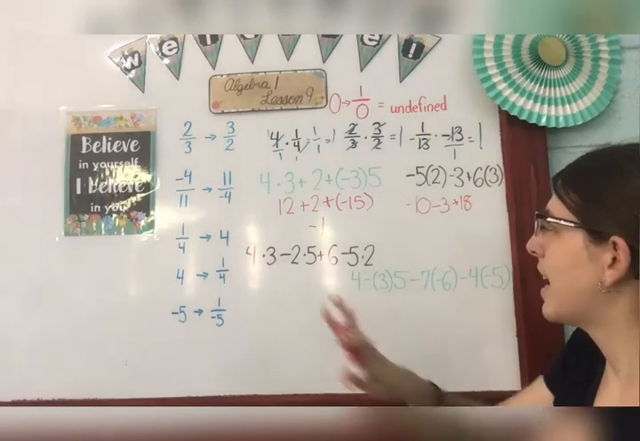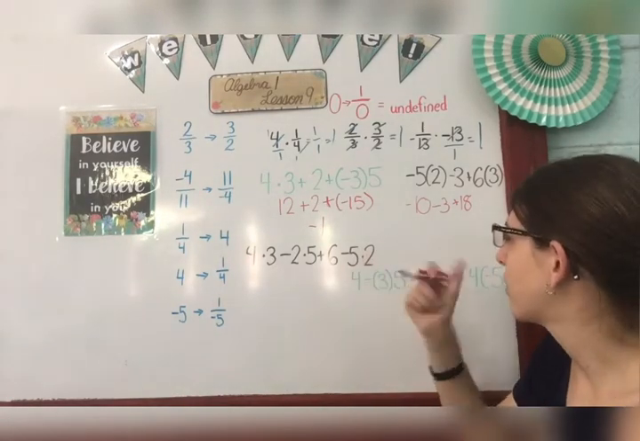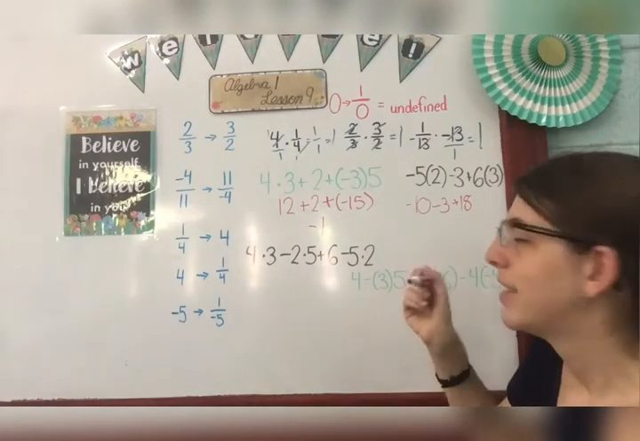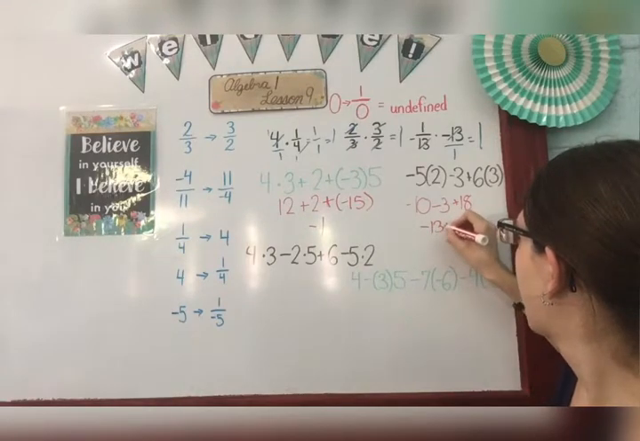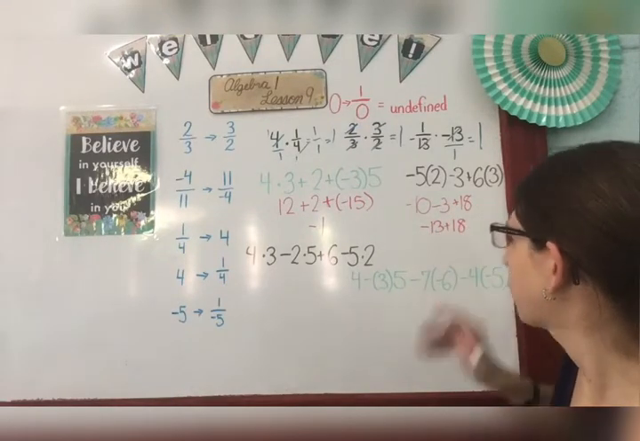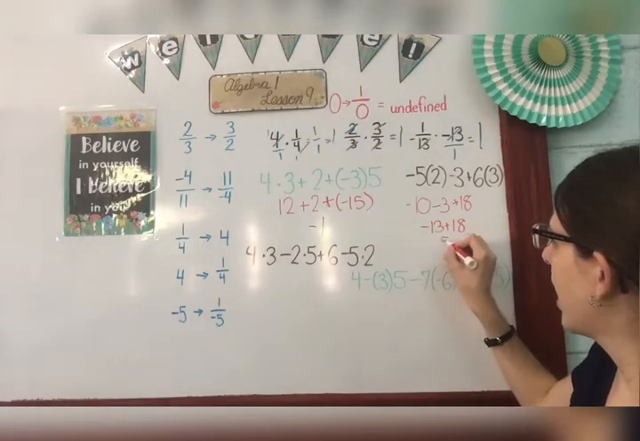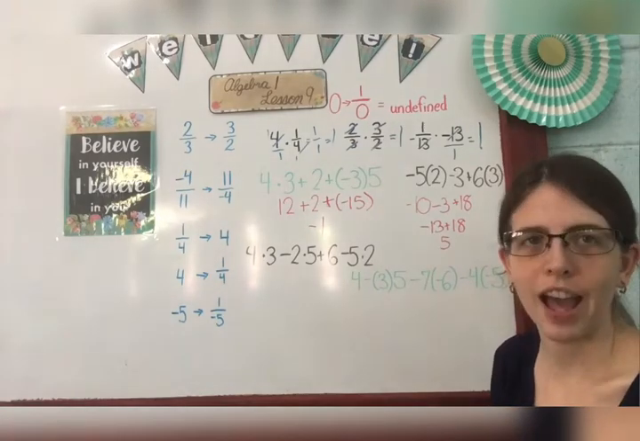Okay, now I have no more multiplication or division, so I'm going to add or subtract from left to right. Negative 10 minus 3, same as adding a negative 3, so it's negative 13 plus 18. Opposite sign, so I subtract. 18 minus 13 is 5. 18 has the larger absolute value, so it's positive 5.